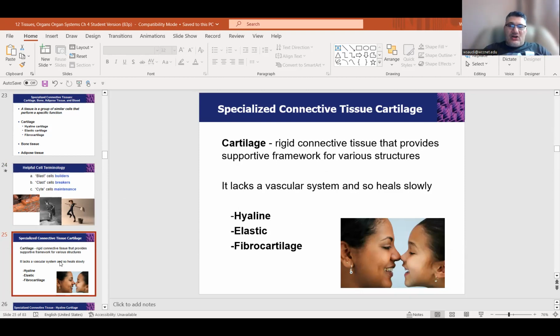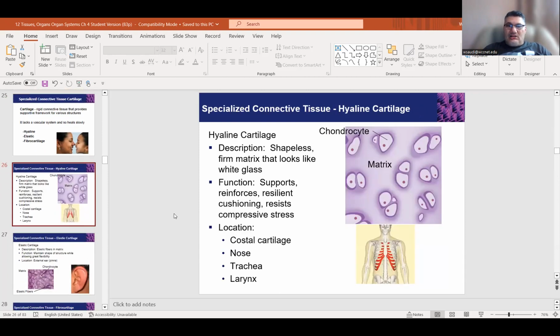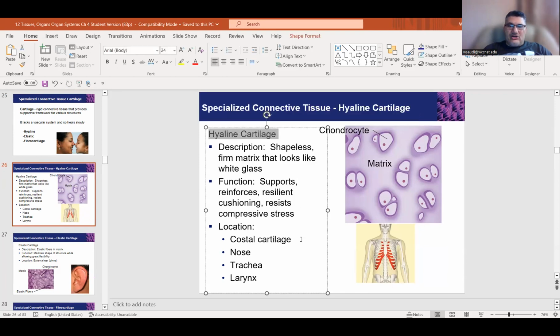But there are different types of cartilage. It can be hyaline, elastic, or fibro. Hyaline cartilage, I don't want you to know all the details. I want you to know the location. You can read the details, but you will be asked about location. Very important. Location. Hyaline cartilage. Where? Nose.